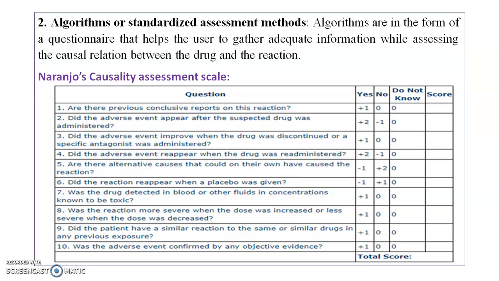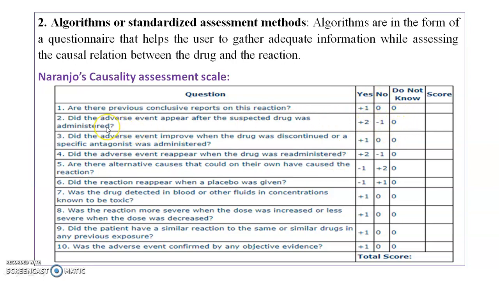For example, are there any previous conclusive reports on that particular reaction? If yes, we put +1, and if it is no, we put 0 marks. Did the reaction or adverse event reappear after the suspected drug was administered? If the patient says yes, we keep +2 marks. If he says no, we give -1 mark. If he says don't know, we score it as 0.